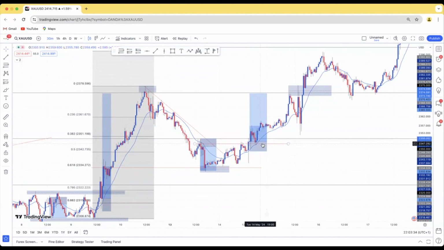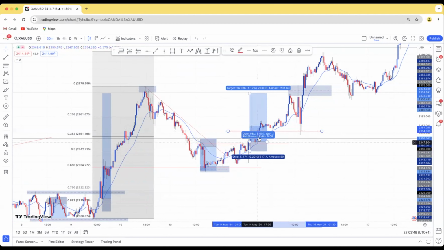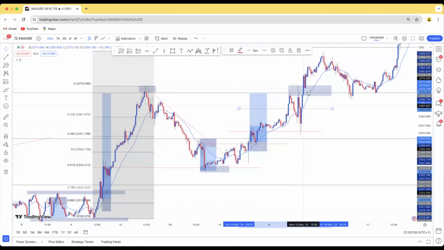Now after the shift in market structure, this becomes what? A break of structure. You can see price came back to the previous high after the shift in structure and gave us a break of structure. After that, price came back to retest the break of structure and did what? Gave us another break of structure. Now this is a new structural point. The moment price breaks through this and closes above, this becomes the new structural level.